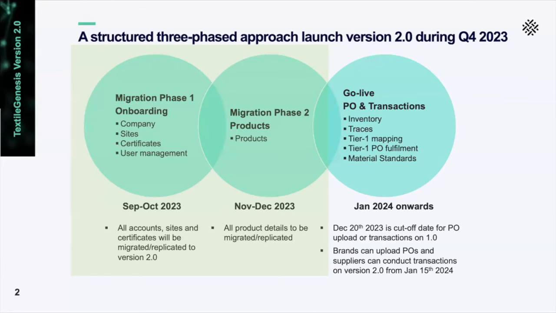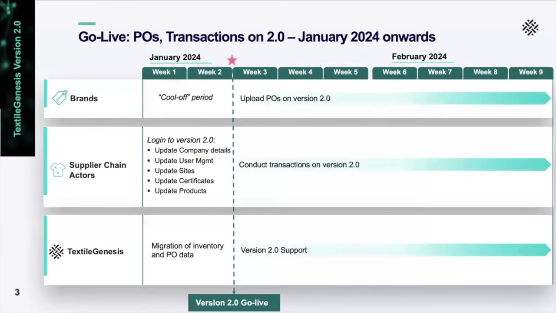And we are on course to go live on Jan 15th with the new version. And what would happen is, as we come to the end of the cool-off, you will notice that you're still able to log into version 2.0. You're still able to update company details, user management, sites, certificates, and products, etc. But you're not conducting any transactions at this point in time.